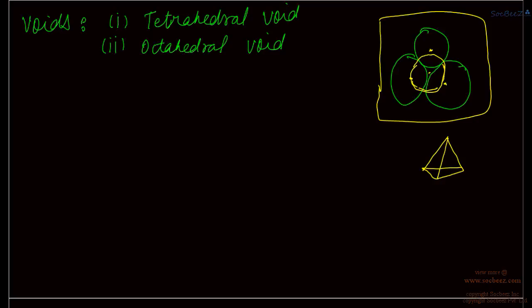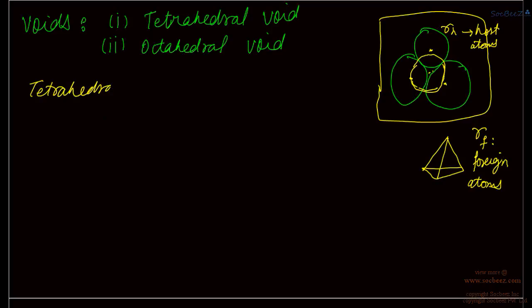Now, in this case, suppose the radius of the atoms is RH. These atoms we call host atoms, which are forming those types of voids. And suppose the atoms which are getting infilled in those voids are foreign atoms, and they have the radius RF. Generally, host atoms are anions and foreign atoms are cations. So, in case of tetrahedral voids, the sum of radius of host atoms plus foreign atoms, RH plus RF, equals root 3a by 4.